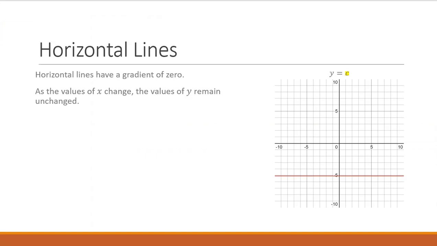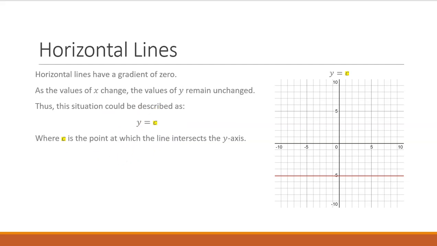Now going back, as I mentioned, we can write this situation as y equals c, where c is a numerical value. And c is the point at where we cross the y-axis. So that's the situation of a horizontal line. We write it as y equals whatever number it crosses at.